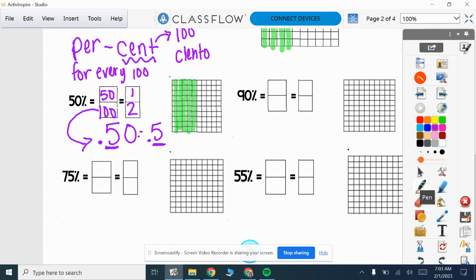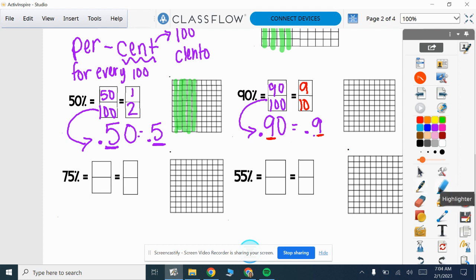Let's try it with 90. So 90 is going to be 90 100ths, or the same as 0.90, which is equal to 0.9. Notice how it's still in the same spot directly after the decimal, which is also equal to 9/10. So if we were to draw this, we want to fill in 90 or 9/10. So here's 1/10, 2, 3, 4, 5, 6, 7, 8, 9. That is 90%.